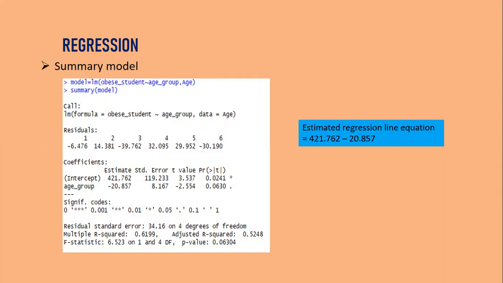The p-value for the intercept is 0.0241 and for the predictor is 0.0630. The t-statistic test fails to fall in the critical region based on the p-value, so we fail to reject the null hypothesis, which means that there is no sufficient association between age of students and the number of students with obese.